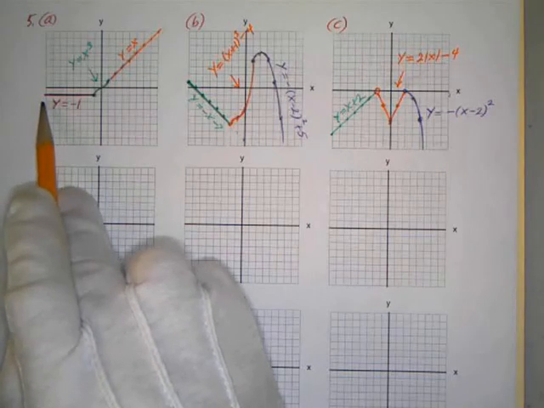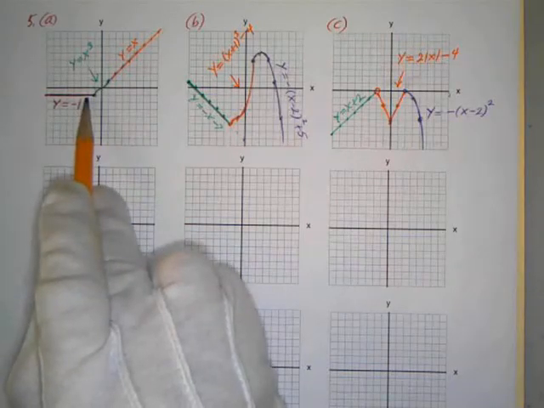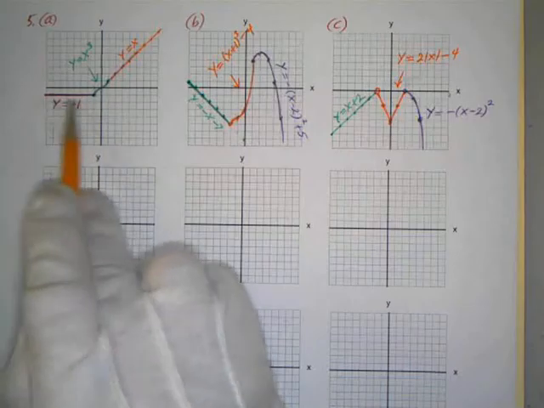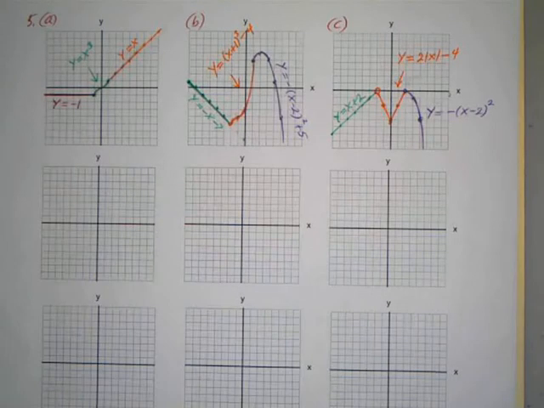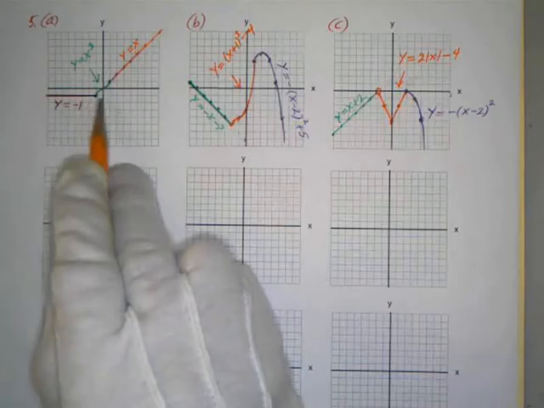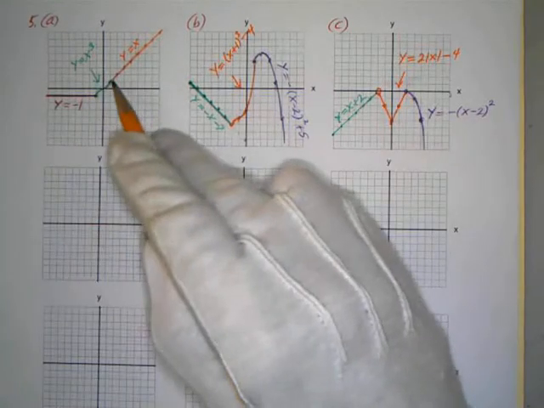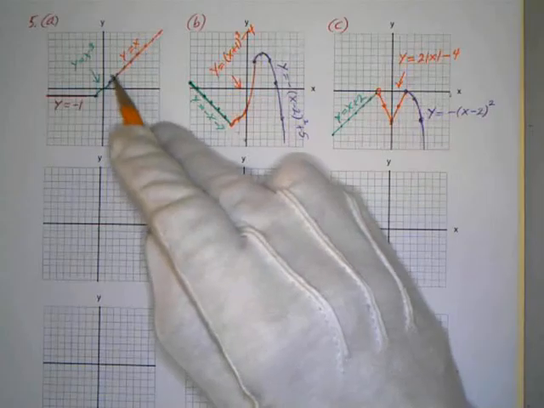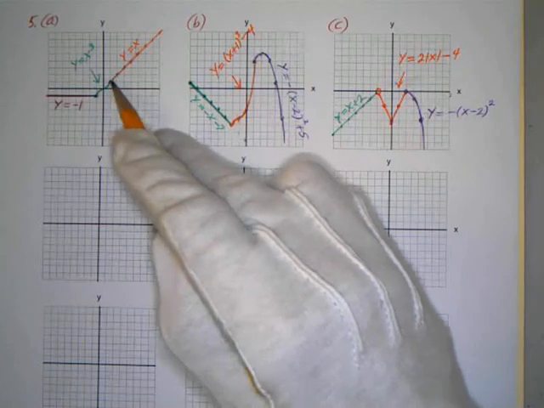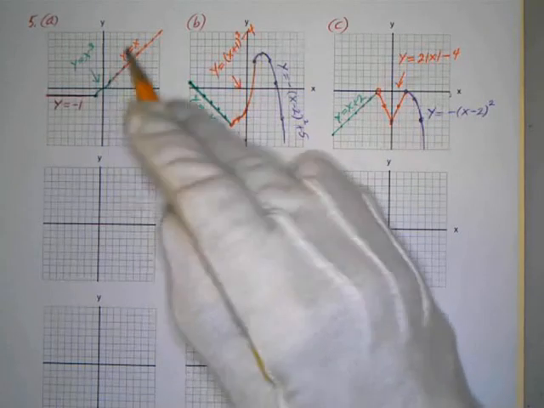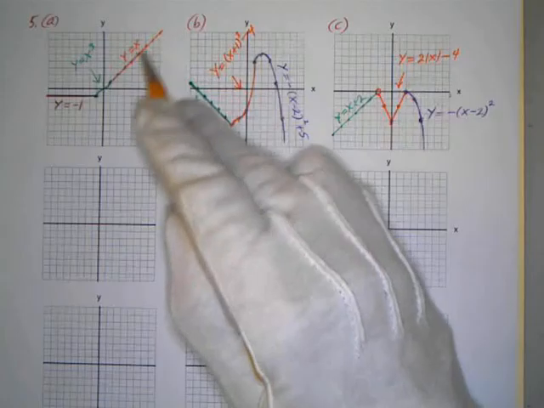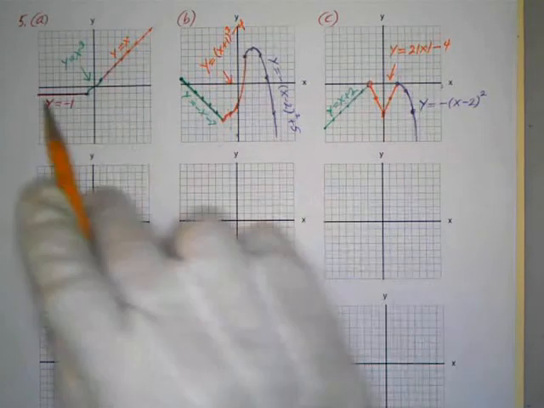Y equals -1, excuse me, if x is less than -1, okay? And then y equals x, and this is just my line, up 1 over 1, up 1 over 1, when x is greater than 1. So y equals x when x is greater than 1. So there's your 5a.